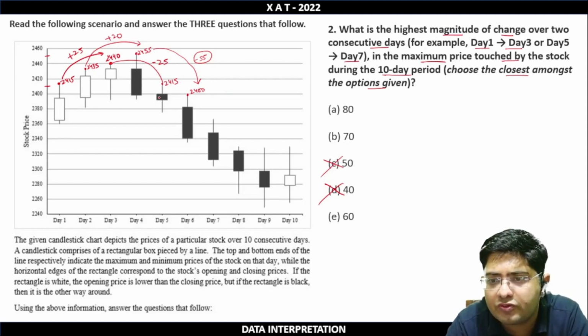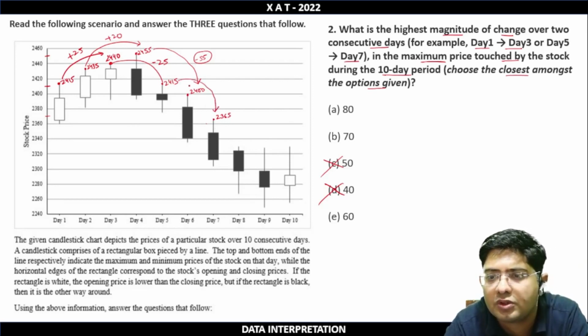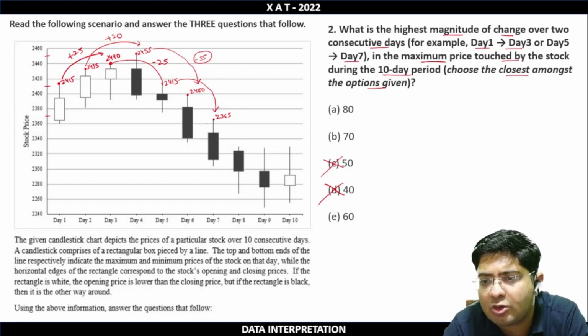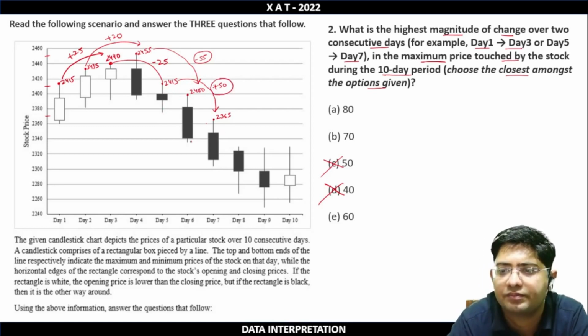Day 5 is 2415 to day 7. So day 7 is 2360, 2370, so that is 2365. Okay, so 2415 to 2365. So that is a change of, we can see, 50. Okay, so a change of 50 is visible here, day 5 to day 7.